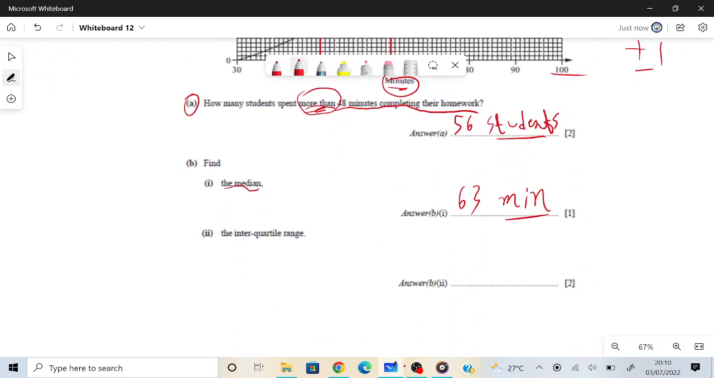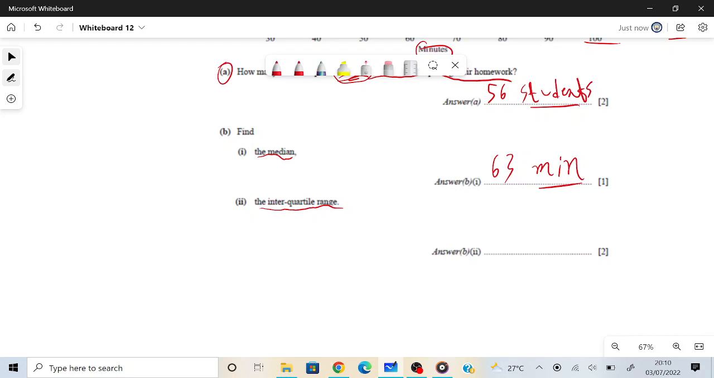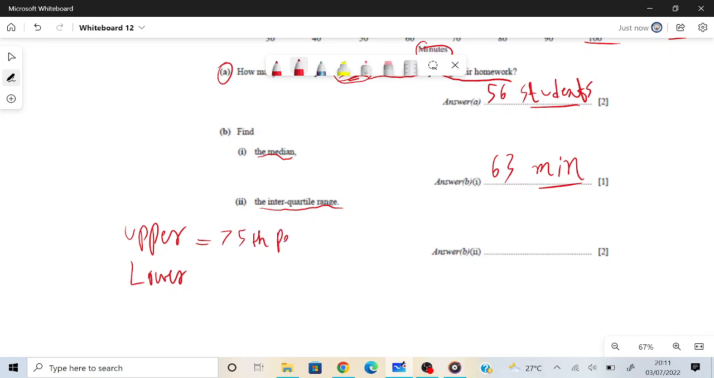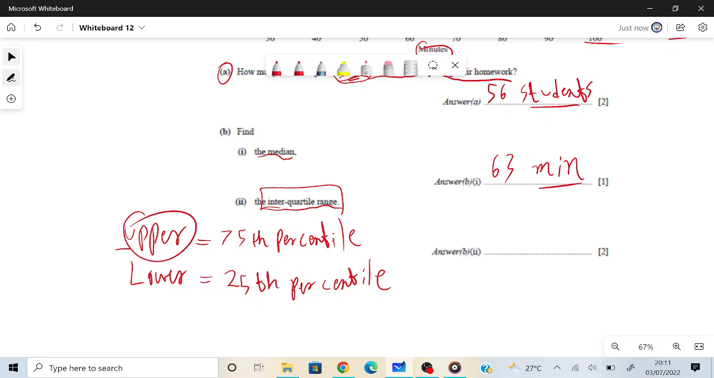On to the next part, it says the interquartile range. Before I go into interquartile, there are two other things we need to know. We need to know the upper quartile and the lower quartile. The upper quartile is simply the 75th percentile, or in layman's terms, 75 percent of the cumulative frequency. The lower quartile is the 25th percentile, or 25% of the cumulative frequency. So to find the interquartile range, all you do is use the upper minus the lower. So that means we need to find the upper first and the lower first.